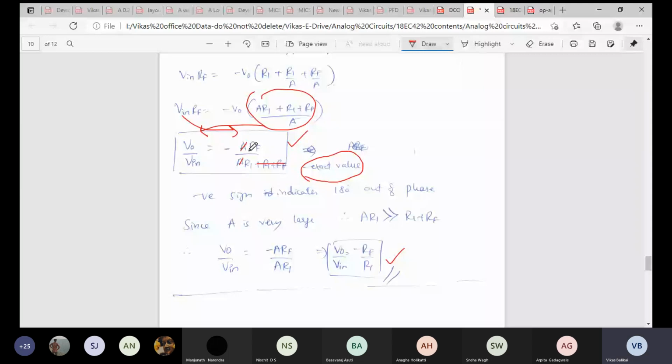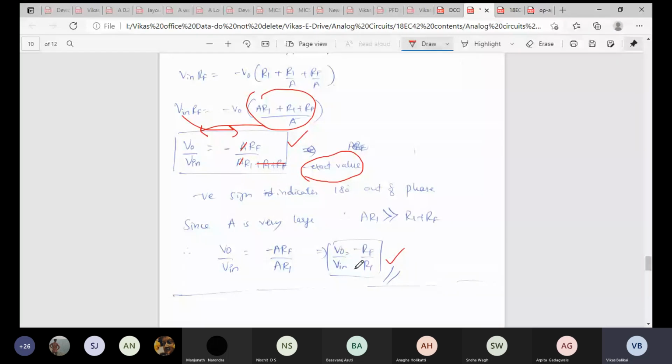Along with these things, the closed loop gain equation, the Rin equation for both inverting and non-inverting, and the Rout equation for both inverting and non-inverting. So altogether 6 derivations you are supposed to remember properly. Based on that, there will be 1 or 2 problems asked in the examinations as well. That will help you in clearing the concepts when you solve the numericals. Definitely we'll solve some of the numericals once we complete these concepts.